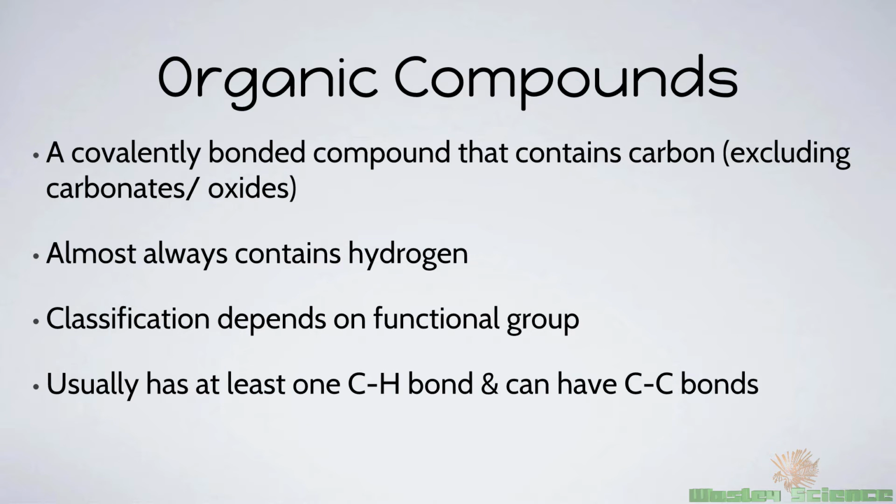An organic compound is a covalently bonded compound that consists of the element carbon, and it excludes carbonates and oxides. It almost always contains hydrogens connected to the carbons in the middle, and their classification depends on the functional group. They usually have some sort of carbon-hydrogen bond and carbon-carbon bond. So let's take a look at some examples.